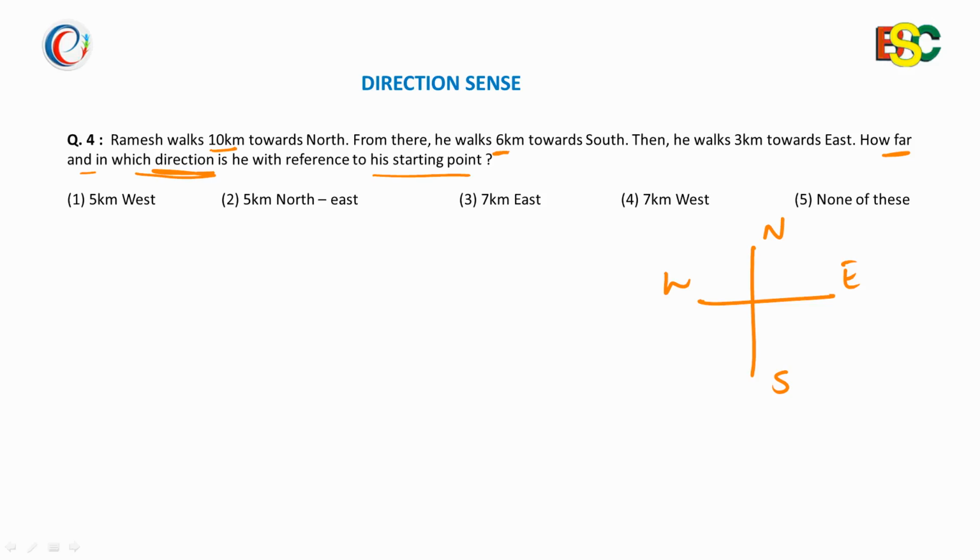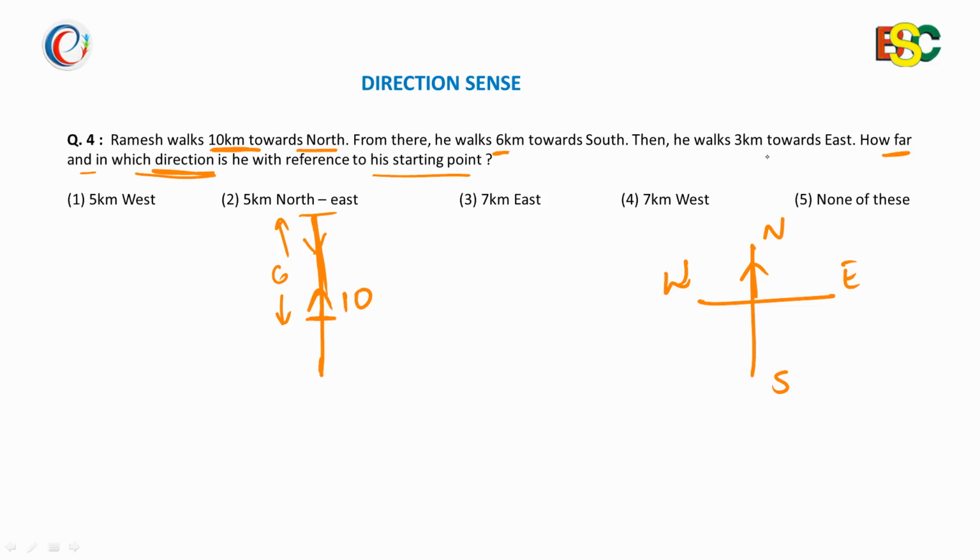Okay, now let's start. It says Ramesh walks 10 kilometers towards north. So 10 kilometers, this is north direction. So 10 kilometers toward north. From there he walks 6 kilometers towards south. So this much, 6. So this distance he travelled in south.